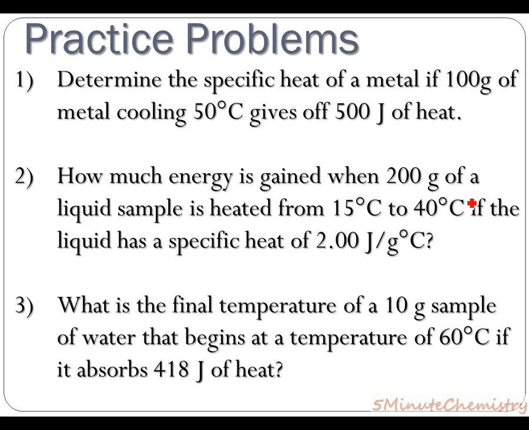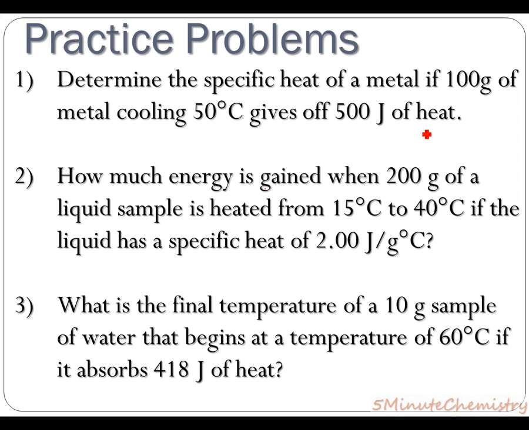Okay, I will assume that you have taken the time now to work these problems, and we will go ahead and go through these solutions. So, first, determine the specific heat of a metal if 100 grams of the metal cooling 50 degrees Celsius gives off 500 joules of heat.